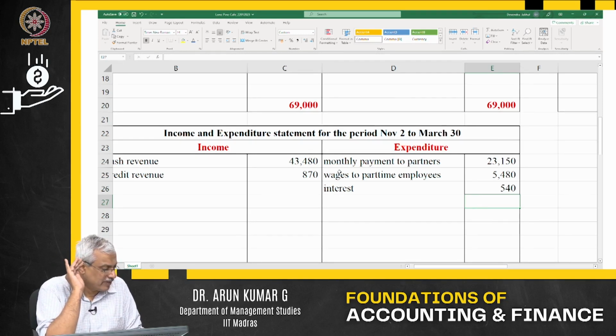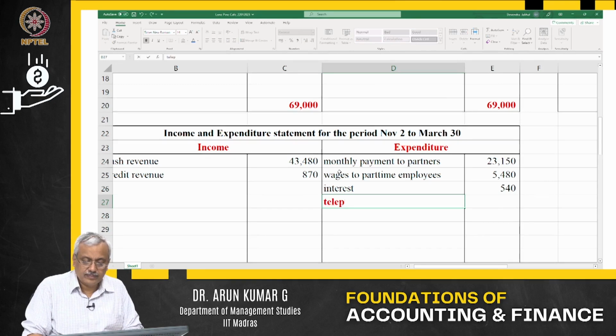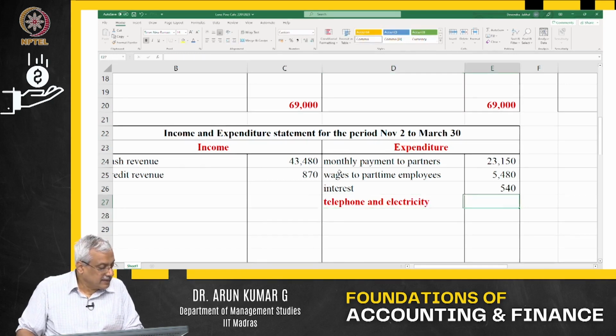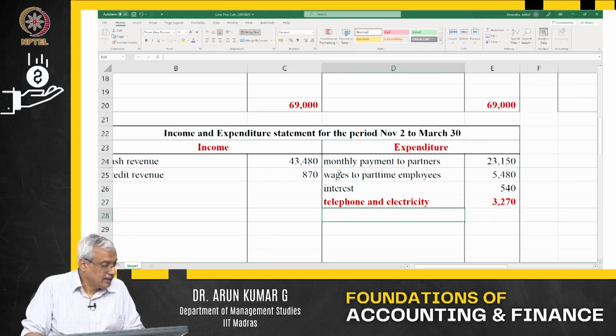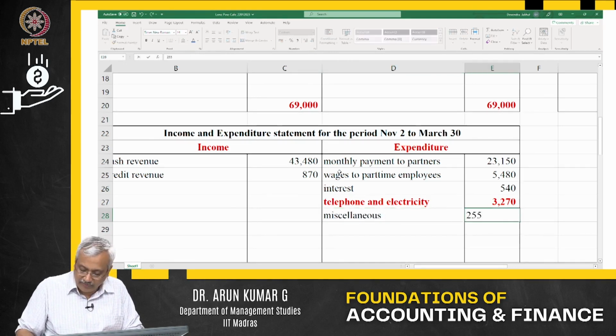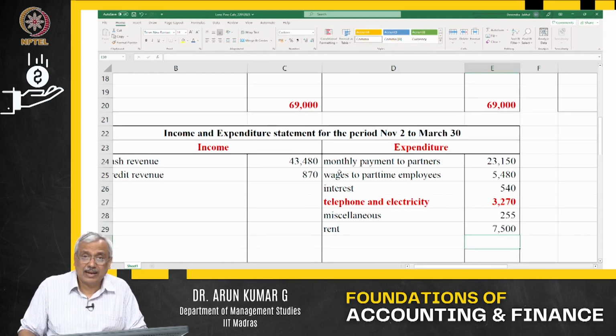I will leave out food and beverage suppliers as of now. I will come back to that in a few minutes. Let us take the other three. Telephone and electricity is about 3,270. Then I have miscellaneous expenditure of about 255. I have rent payment of about 7,500. These are all my expenditures, cash paid.